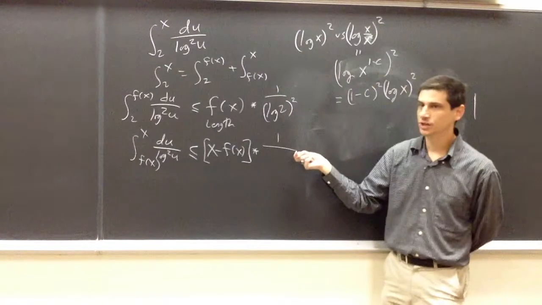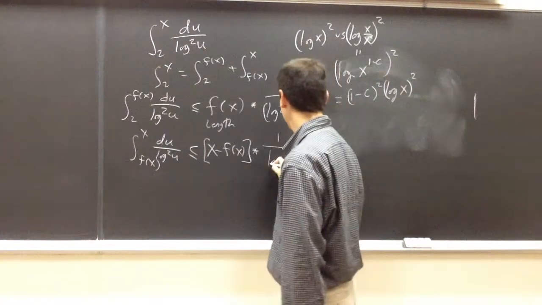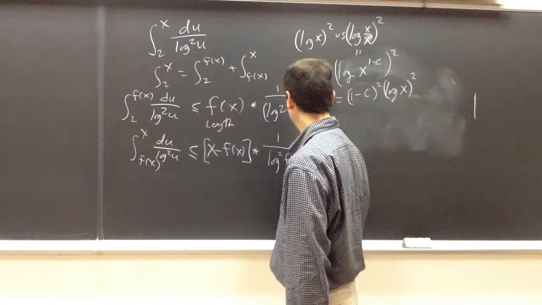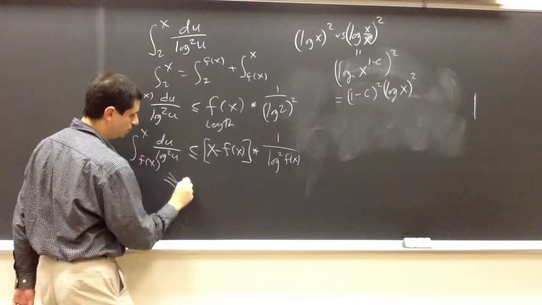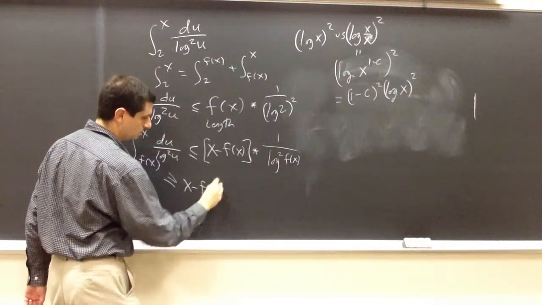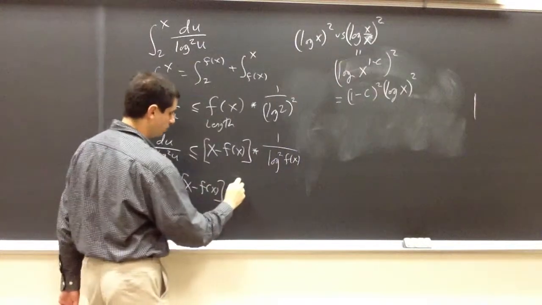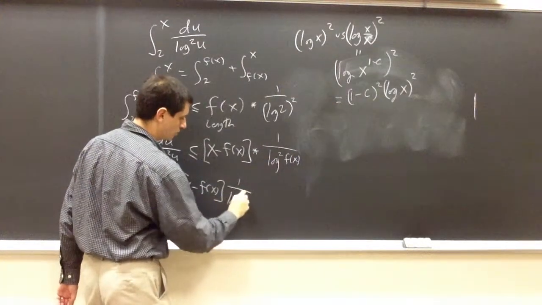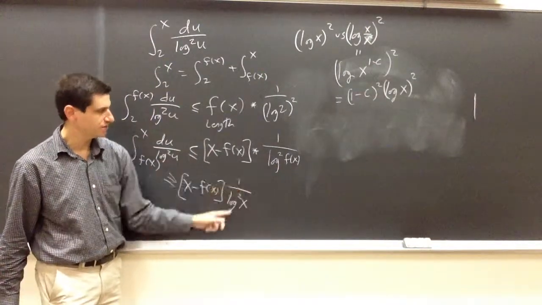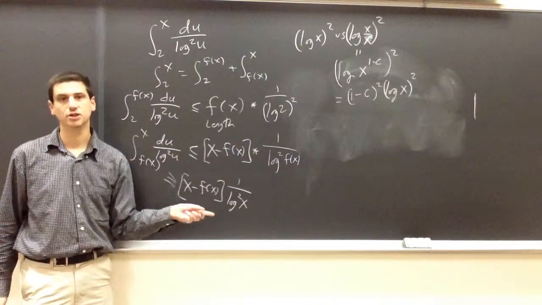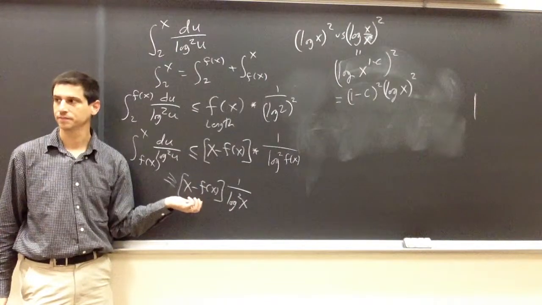Because here I need to do the lower bound. So I need the log squared of f of x. It would be greater than or equal to x minus f of x times 1 over log squared of x. And if we choose f appropriately so that these are essentially the same size, these are going to be extremely close to each other.